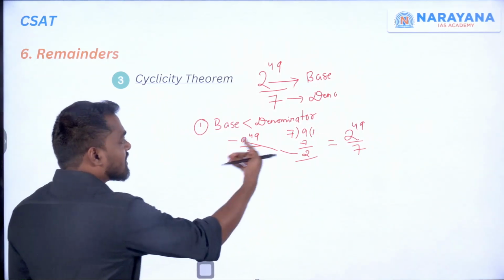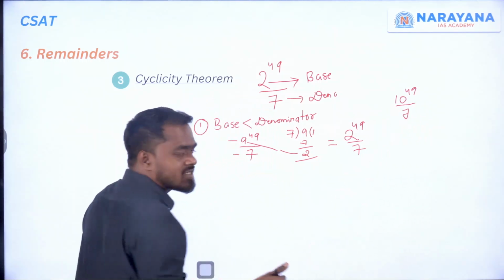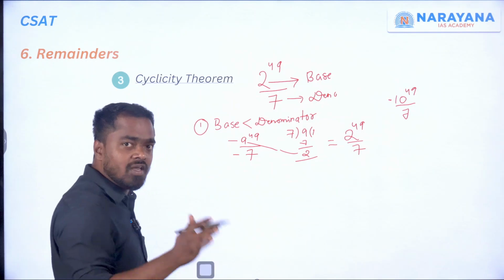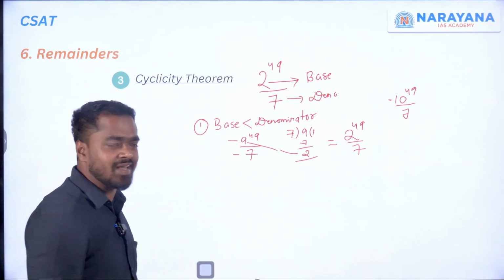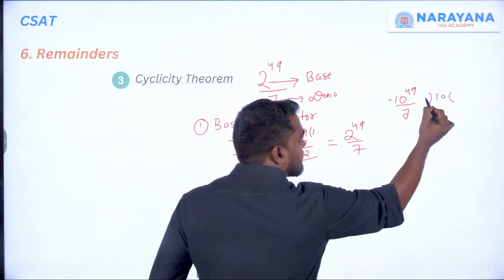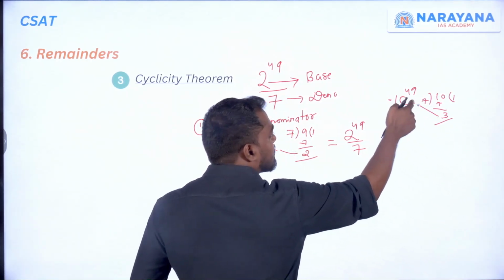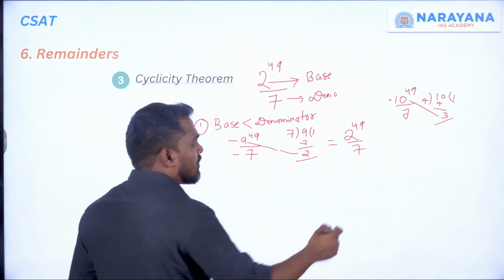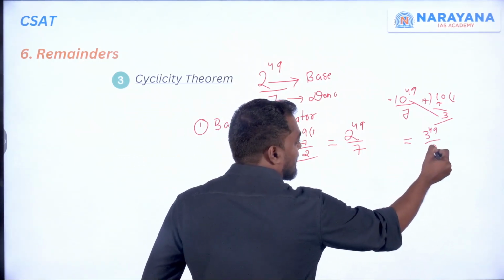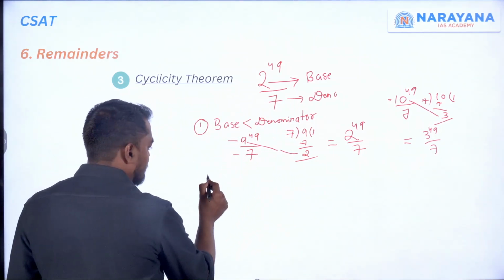Understood? If there is an expression 10 to the power 49 by 7, what is the first step we have to do? Check whether the base is less than 7 or not. If it is less, you can proceed to the next step. If it is greater, divide the 10 by the denominator. You are getting remainder 3. Now substitute 3 in place of 10. We don't need 10 at all. So you can consider the expression 3 to the power 49 by 7. You can proceed to the next step. So this is the first step.